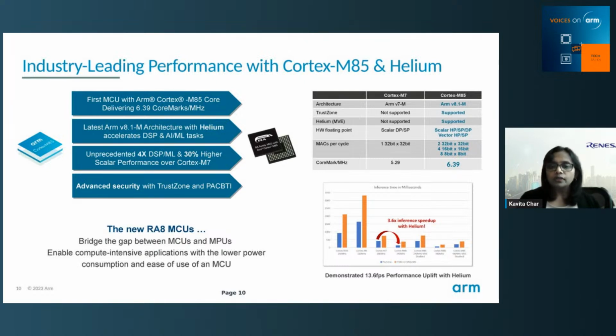We have demonstrated this performance boost with the Cortex-M85 core recently at Embedded World last year in 2023, where we were able to show this almost 4x the performance boost while using Helium with the Cortex-M85 core over the Cortex-M7 core. And we were able to achieve a 13.6 FPS AI inference performance over the Cortex-M7 core. And this is very remarkable for an MCU without the AI hardware acceleration.